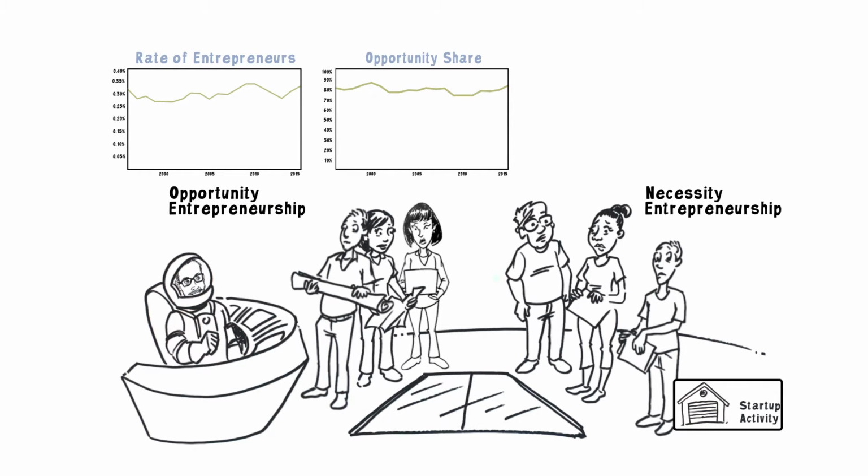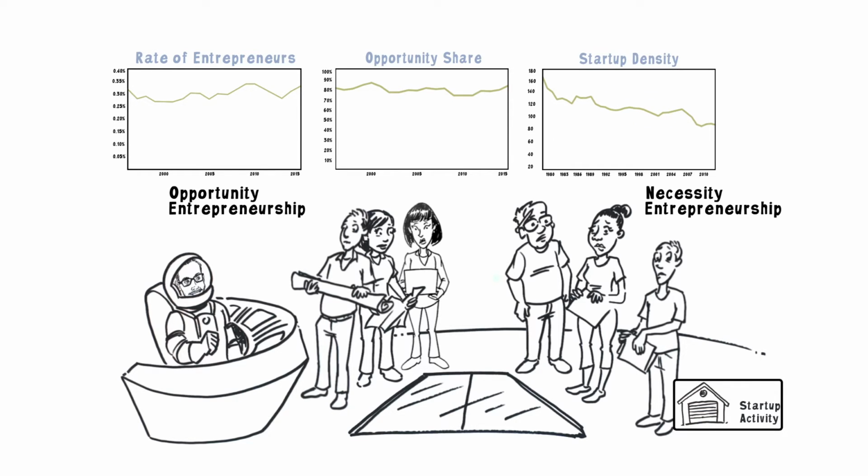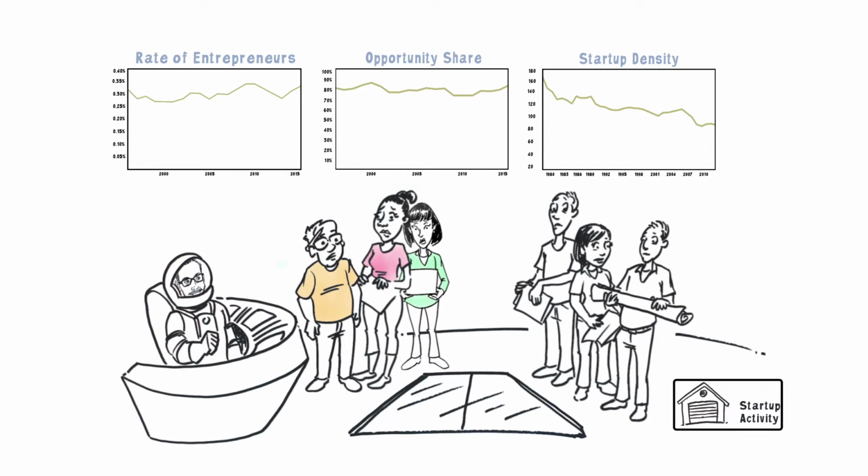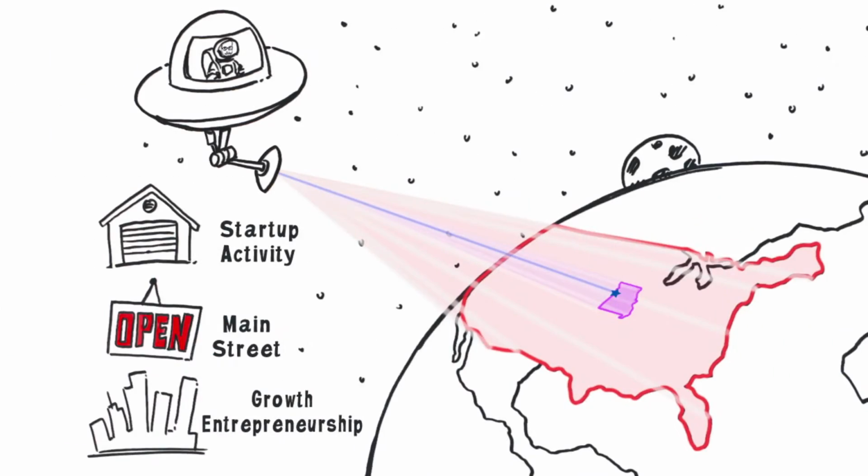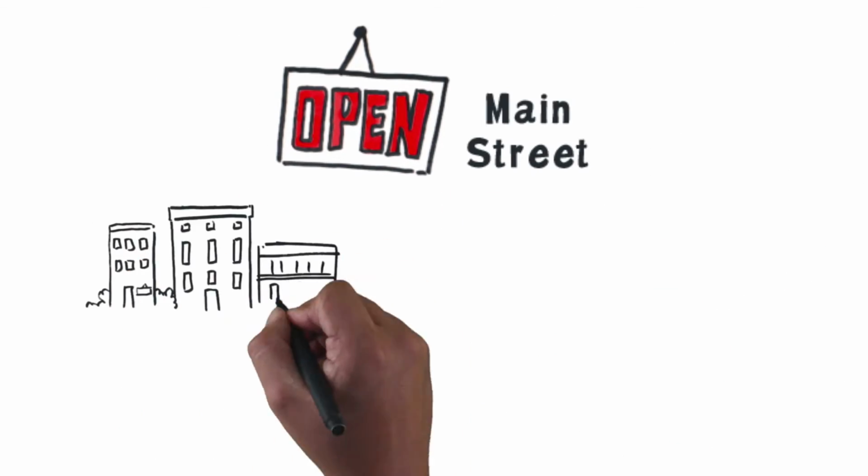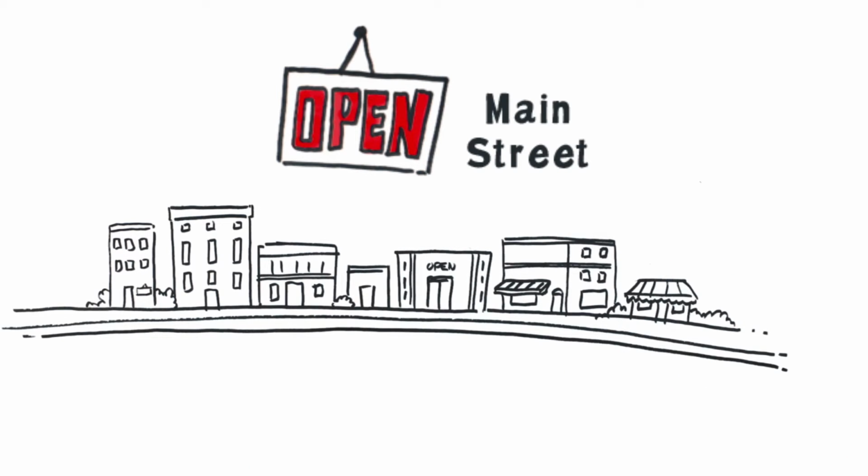The third indicator is startup density. It calculates businesses that have at least one employee besides the owner, so they're employer firms that are less than 1 year old. Main Street entrepreneurship measures local small business activity.